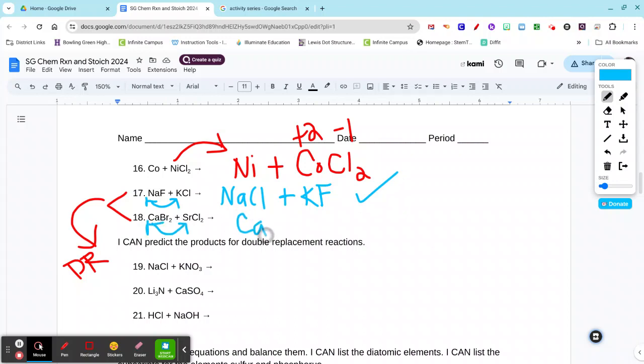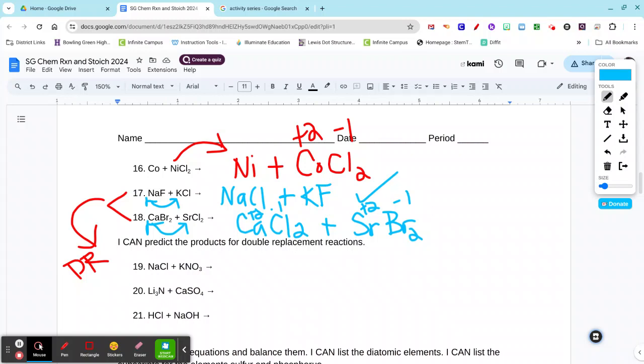So my Ca is going to go with Cl2. The 2 is because this is +2, and that one's -1. So I'm not just bringing it over. I am checking the charge, but it just happens to be the same. And then my Sr is going to go with my Br. Same thing. This is a +2, and that's a -1. So this is going to be a 2. And then it is already balanced.